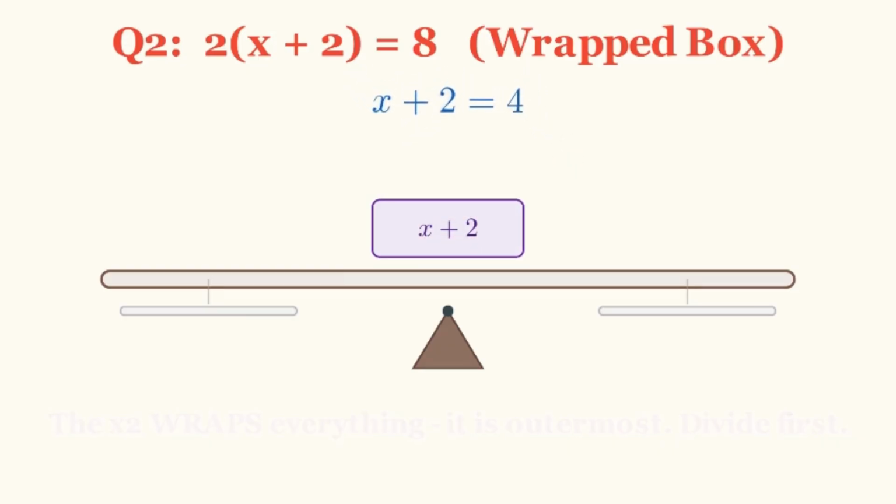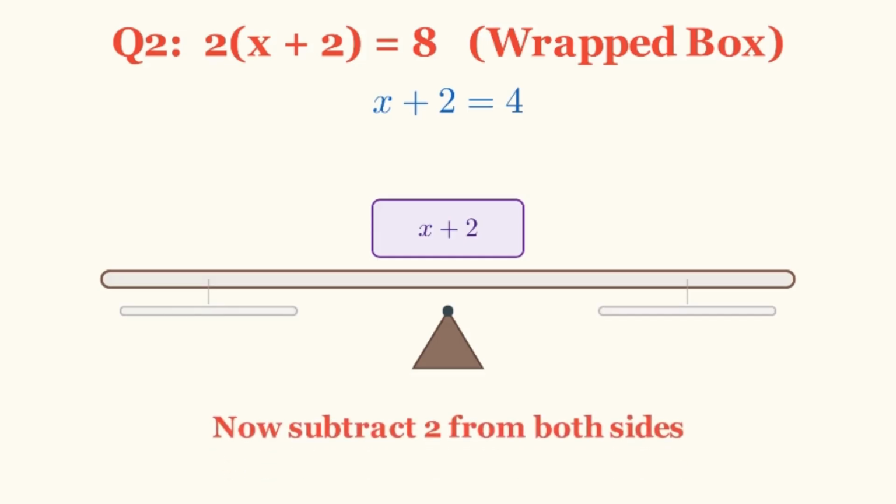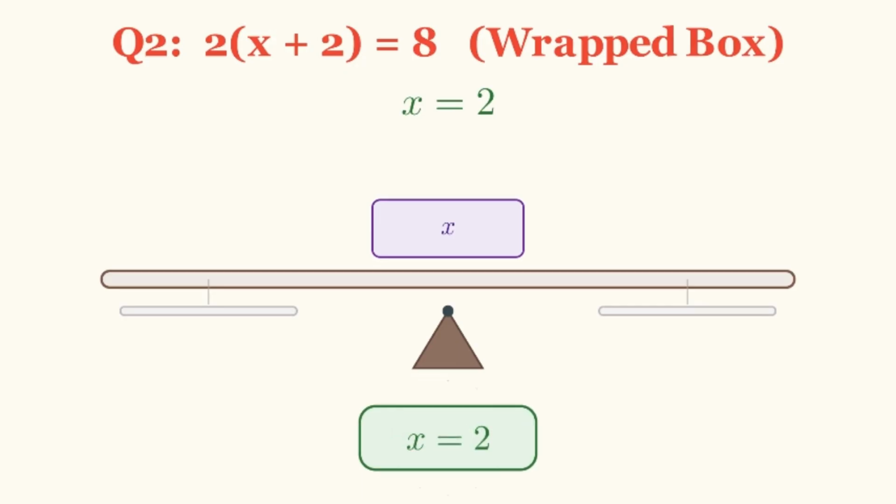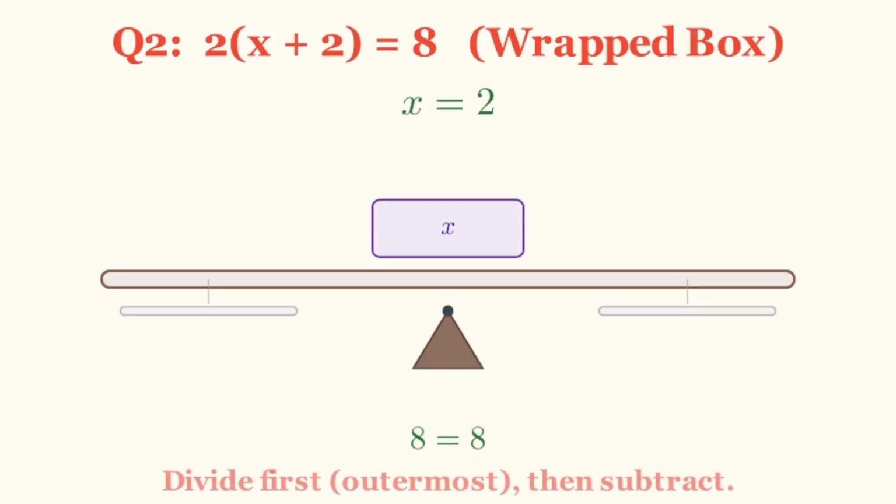We're left with x plus 2 equals 4. Now subtract 2 from both sides. X equals 2. Check it. 2 times the group 2 plus 2 equals 8. 8 equals 8. Perfect. This time we divided first, then subtracted.